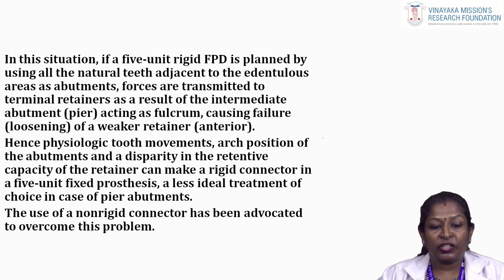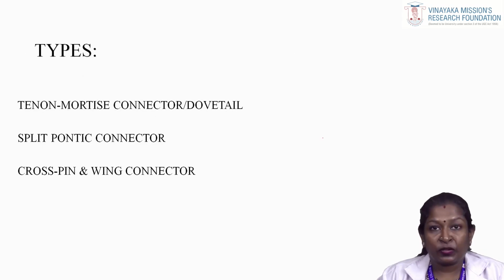Hence, physiological tooth movements, arch position of the abutments, and a disparity in retentive capacity of the retainer can make a rigid connector in a 5-unit prosthesis a less ideal treatment of choice in case of pier abutments. The use of a non-rigid connector has been advocated to overcome this problem. Coming to the types of non-rigid connectors, we have the tenon mortise connector or the dovetail connector. We have a split pontic connector, and there is a cross pin and wing connector.